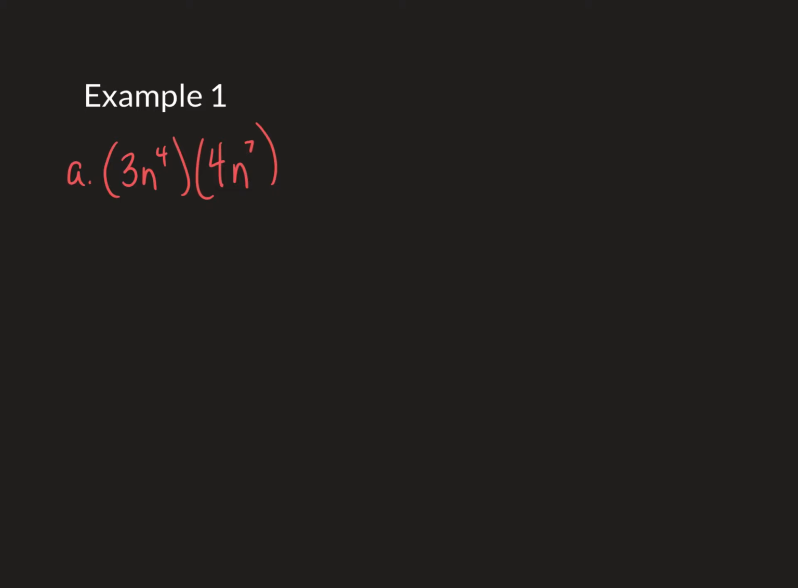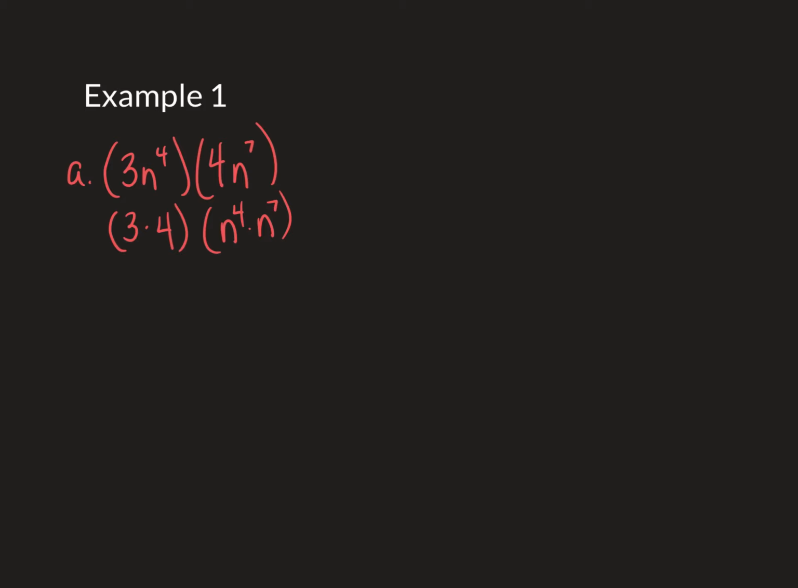When you look at this, 3 times n to the 4th times 4 times n to the 7th, we're multiplying a monomial and a monomial. So we can shuffle stuff around, use the commutative property of multiplication, and we can rewrite this to look like an easier way to multiply. We can say, okay, I'm going to multiply 3 times 4, and I'm going to multiply n to the 4th and n to the 7th. This only works because I'm multiplying 2 monomials.